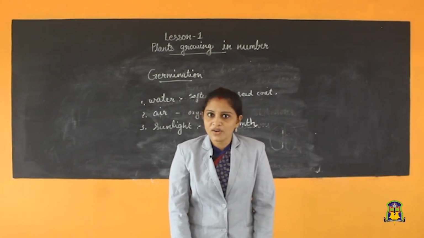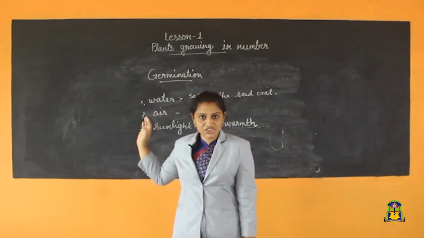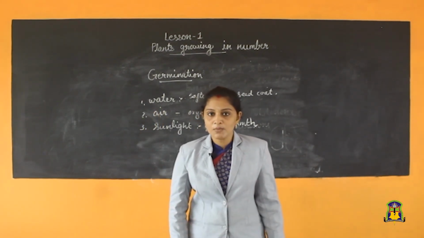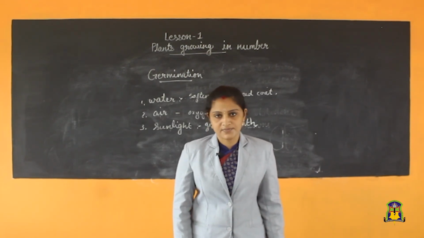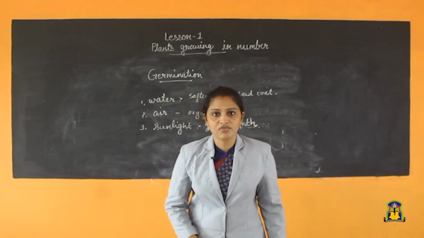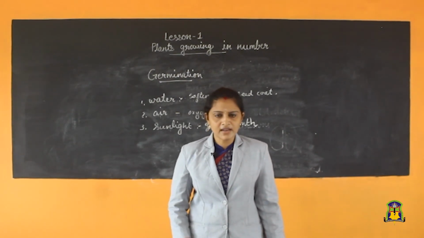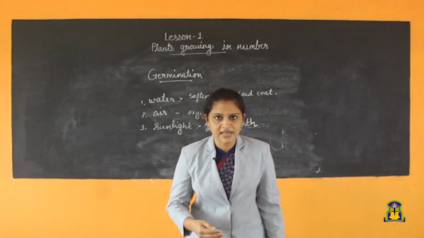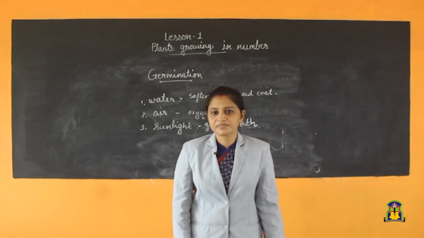Okay, so I hope all of you understood what is germination. Germination means the process by which the seed grows into a new plant. Okay, and three necessary elements are needed for germination: air, water and sunlight. Then how does this seed germinate, the process? I hope all of you understood.